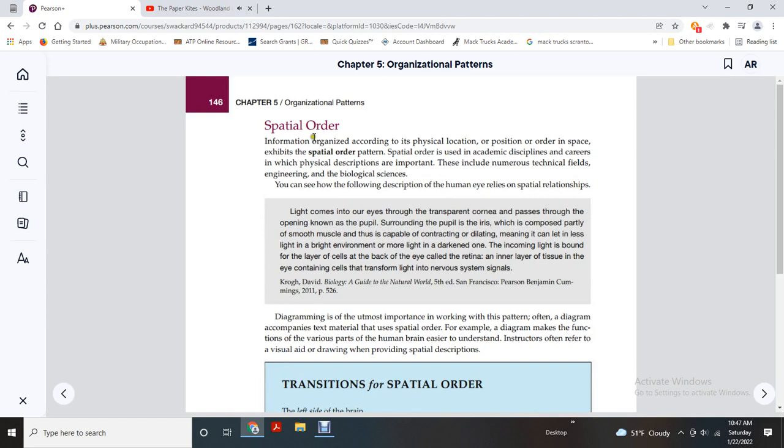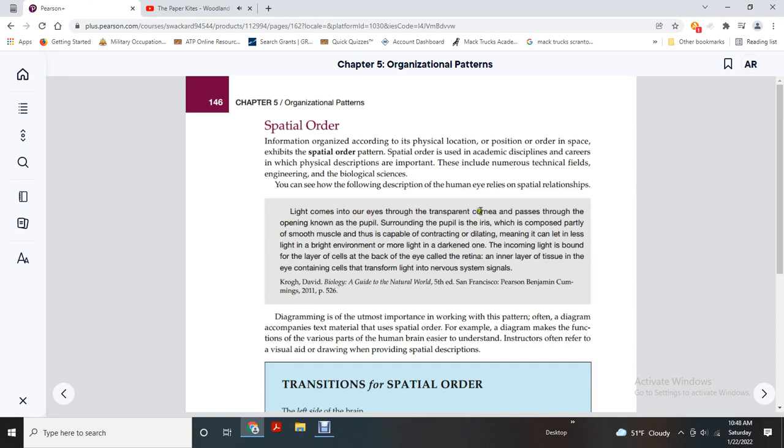Spatial order: information organized according to physical location, position, order, and space. Here is an example of the spatial order pattern. Spatial order is used in academic disciplines concerned with physical description. This includes numerous technical fields, engineering, and the biological sciences. You can see the following description: the human eye relies on spatial relationships. Light comes into our eyes through the transparent cornea.